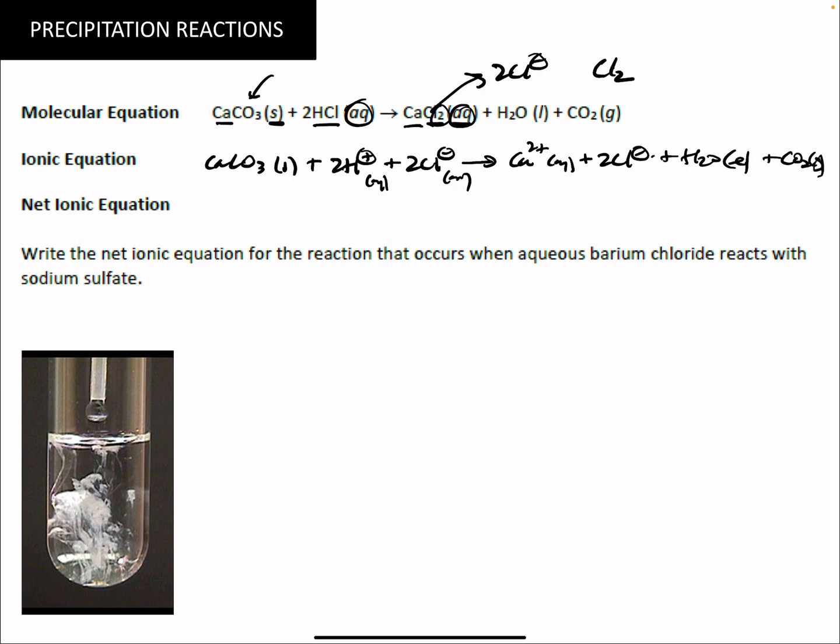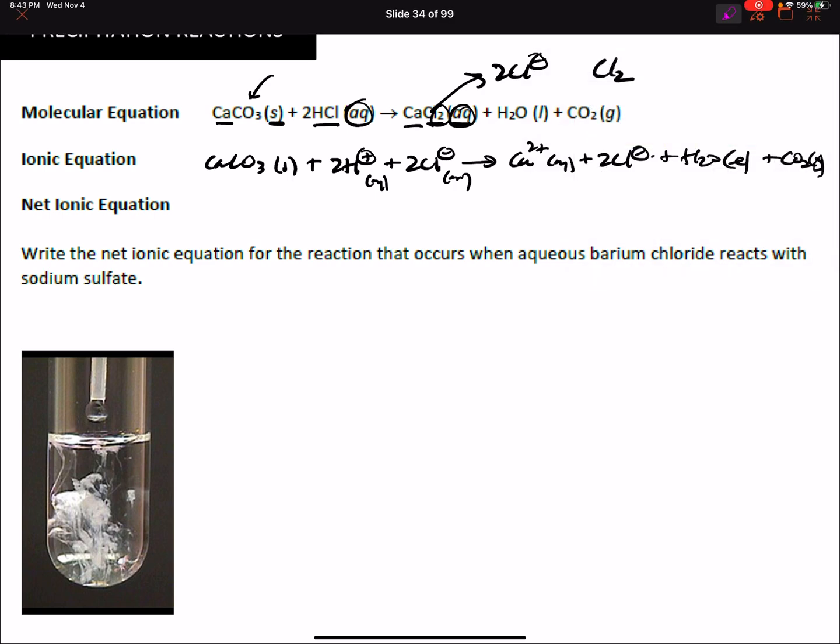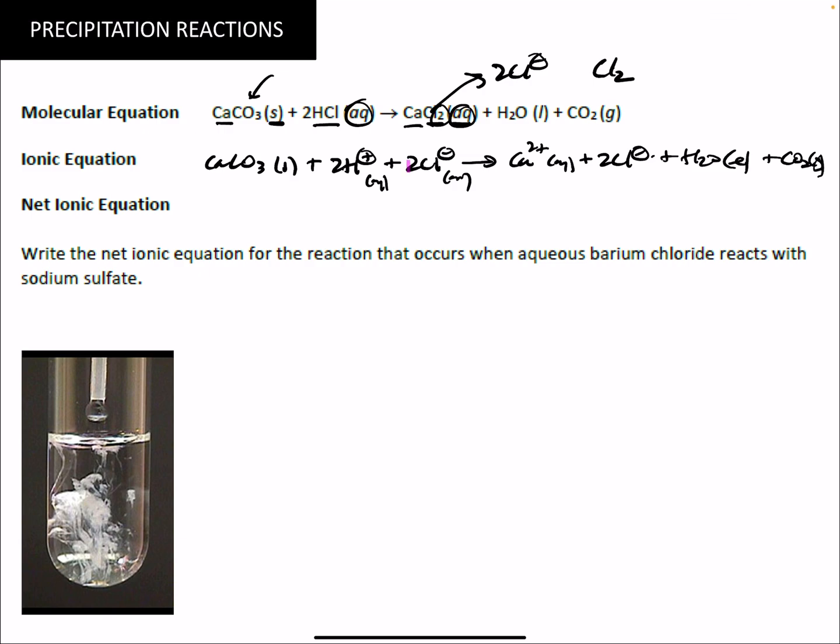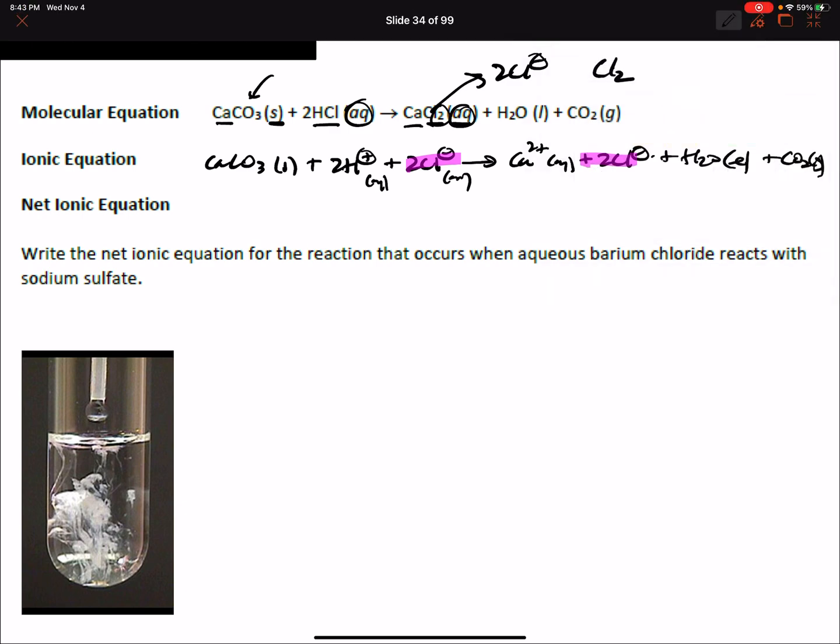All right, do we have any spectator ions? It is chloride and chloride, right? Those guys are exactly the same on both sides, so they are spectator ions. So the net ionic equation we rewrite without the spectator ions. Liquid plus CO2 gas. All right, and the spectator would be chloride.